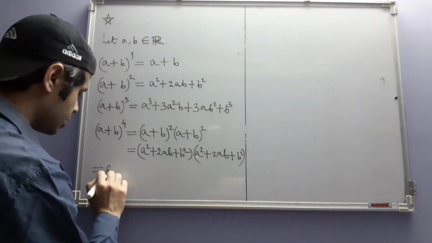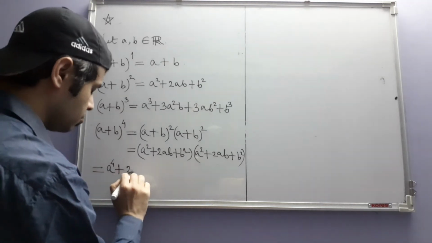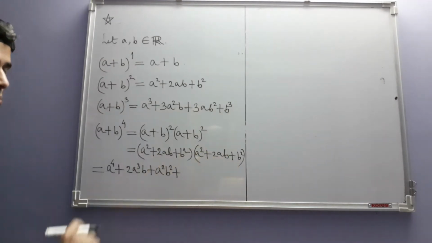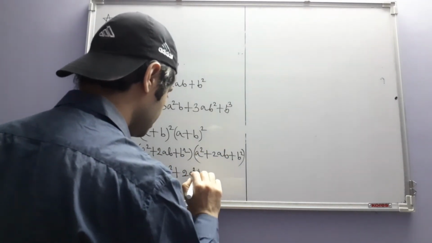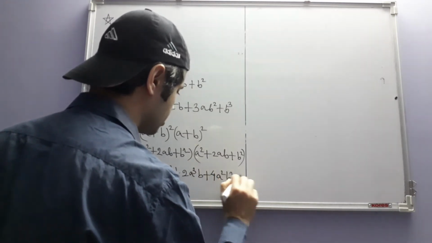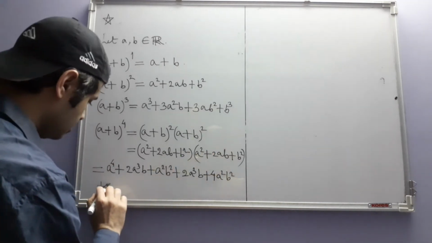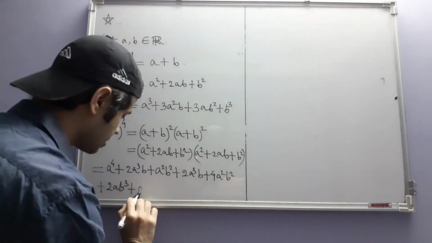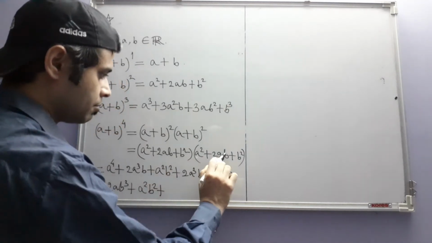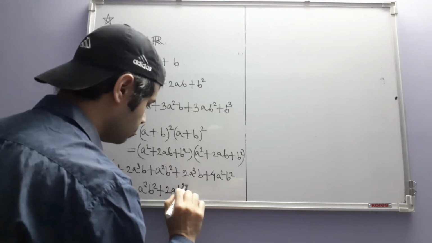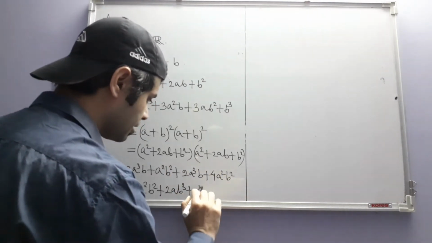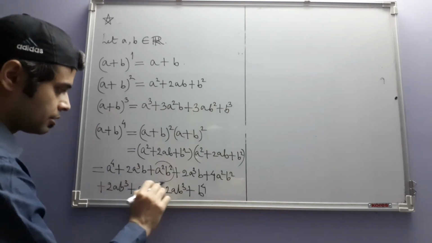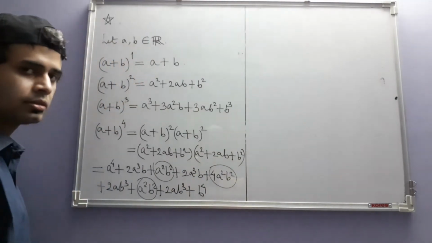So first we multiply by A square, so A to the power 4 plus 2A cube B plus A square B square. Then we multiply by 2AB, 2A cube B plus 4A square B square plus, what will this be? 2AB cube. Finally, we multiply by B square. That gives us A square B square plus 2AB cube plus B to the power 4. Now there are some terms which are similar. For example, this A square B square, A square B square, 4A square B square, they can be taken together.